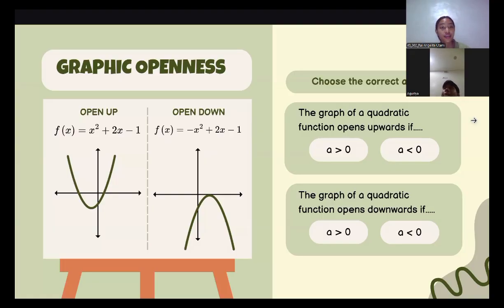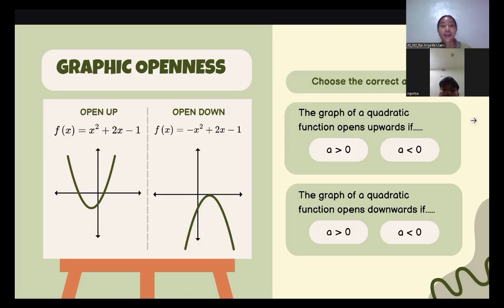Let's try a quick quiz. Look at this function. f(x) = x² + 2x − 1. What is the value of the coefficient a? a equals 1, Miss. Correct. Since a is greater than 0, the parabola opens upwards.